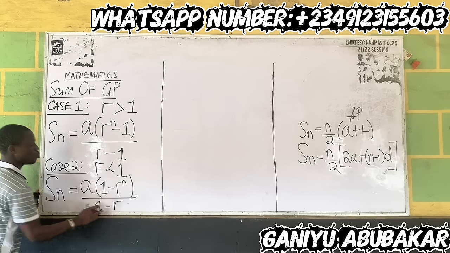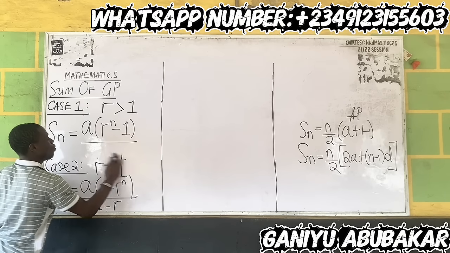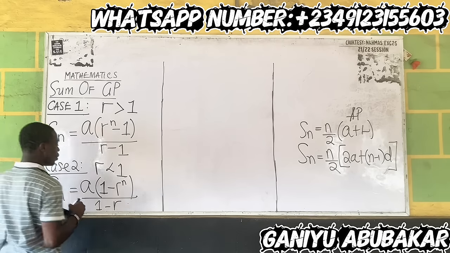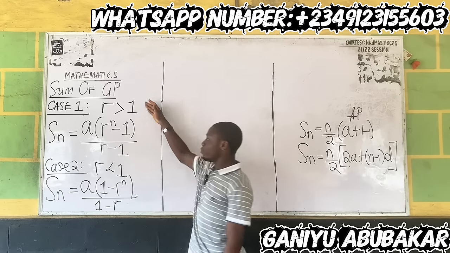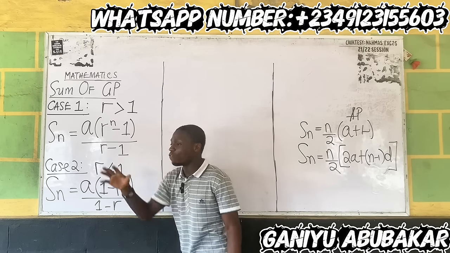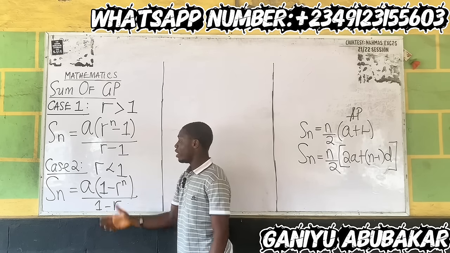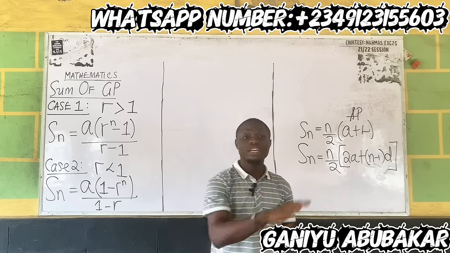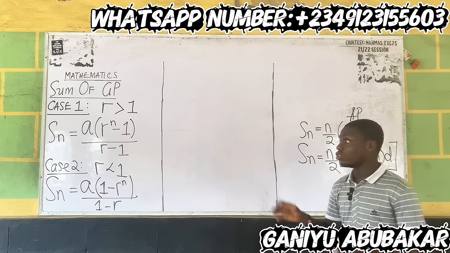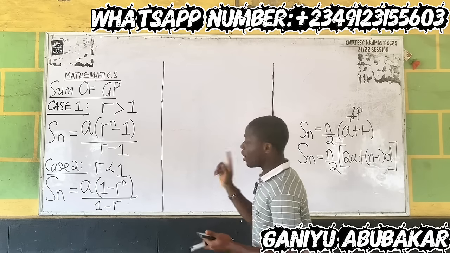So these are the two mathematical expressions you use when solving problems under GP. A case where the value of r is more than 1, and a case where the value of r is less than 1. These are the two mathematical representations you use in the concept of GP.